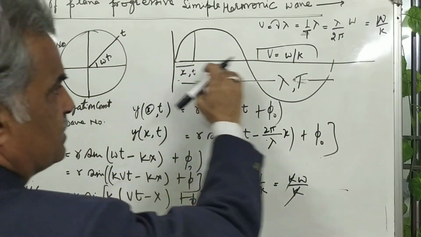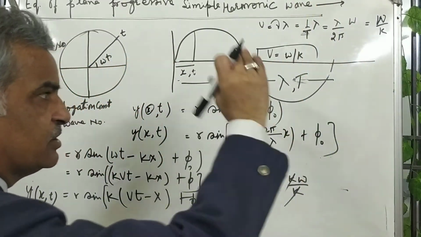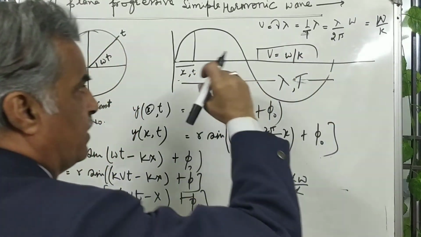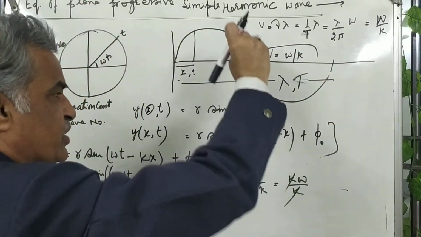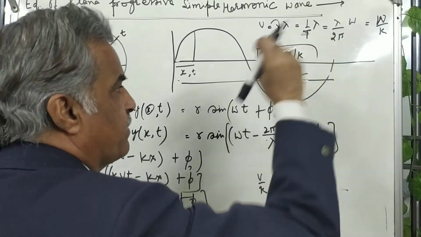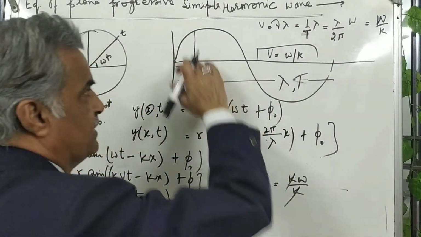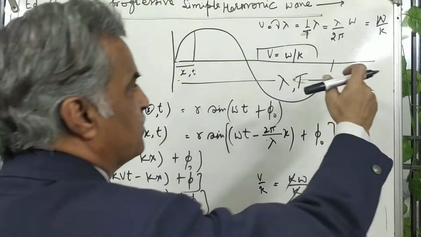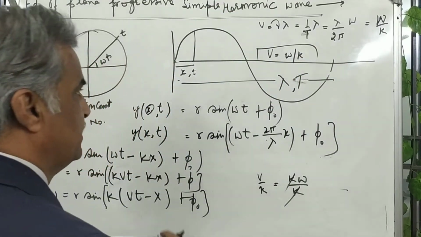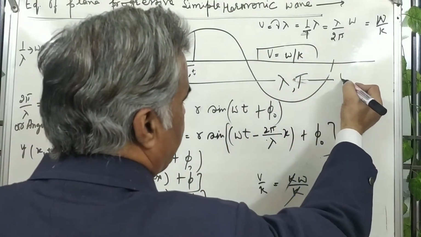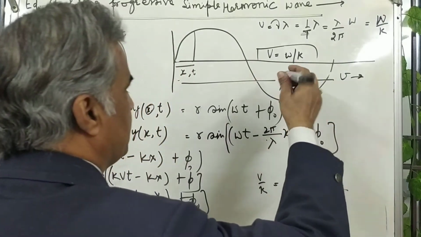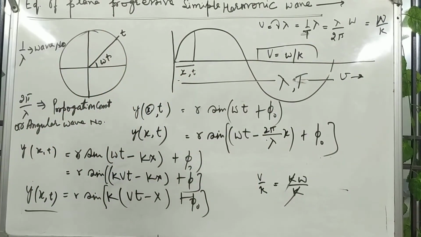Practically this is a string. The string itself is not moving; vibrations, a disturbance in the string, are taking place, so a pattern is formed. The velocity of this pattern is the wave velocity. So the velocity of the wave v is along this direction.